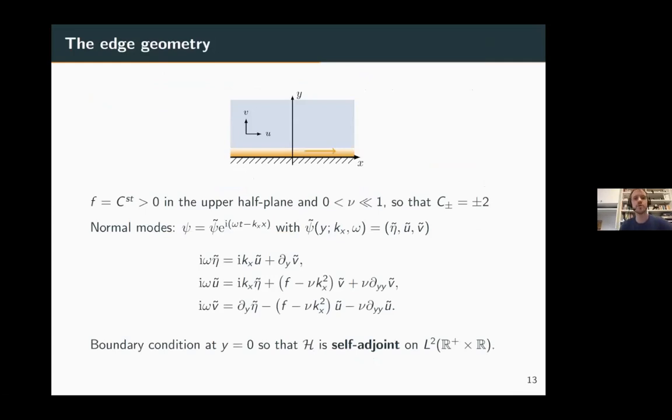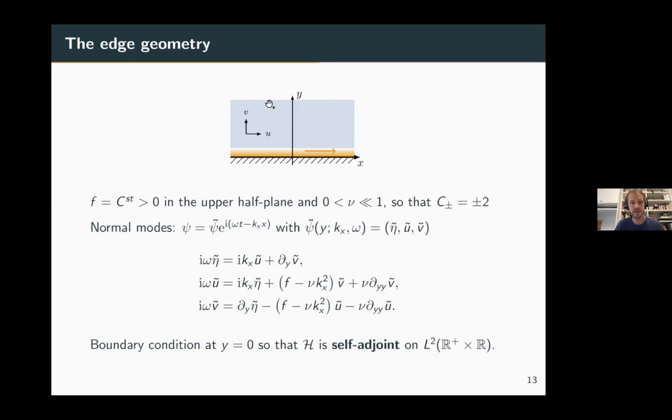So here is the new setting. Instead of an interface, we will consider a model with a sharp boundary. So it's a half infinite plane. So you can imagine that you are locally describing, I don't know, a coast of some continent, for example. And Coriolis force is constant. And the odd viscous term is also constant, positive, and as usual, some regularization parameter. So from now on, the Chern numbers of the bulk bands are fixed to plus or minus 2 and 0, and they won't change anymore.